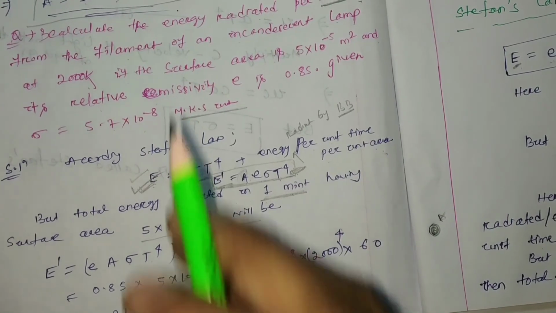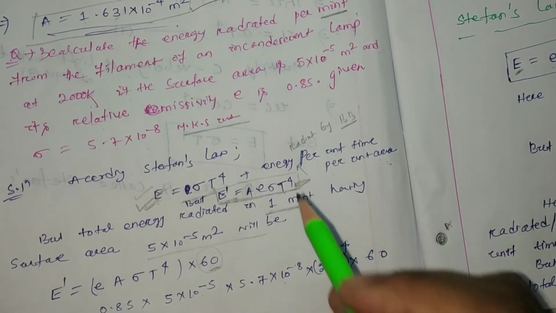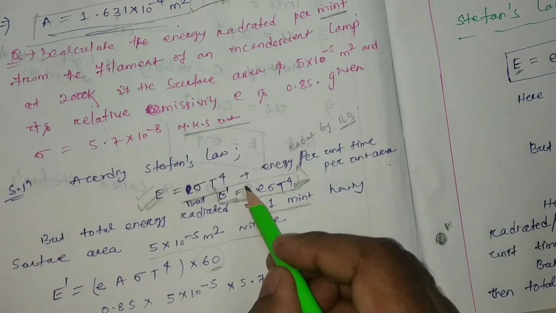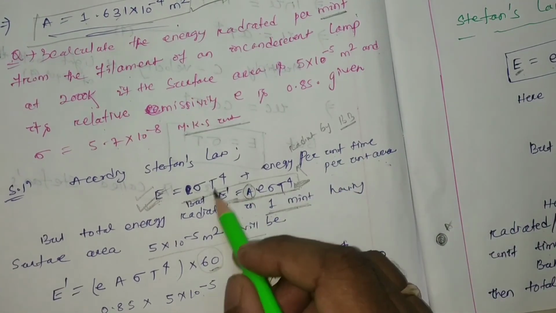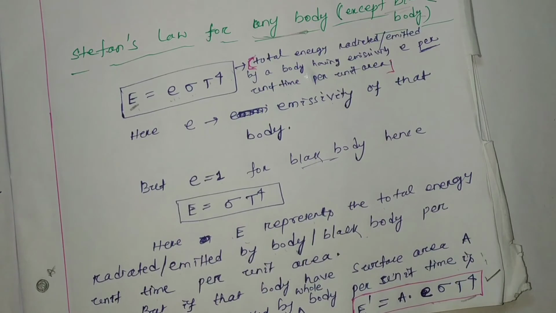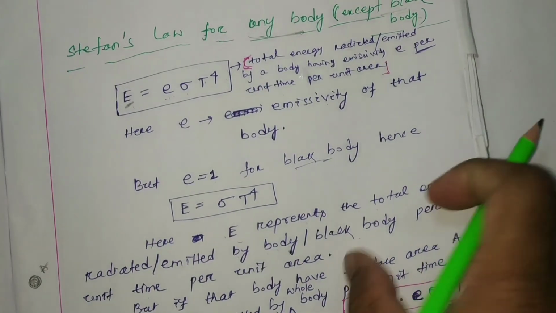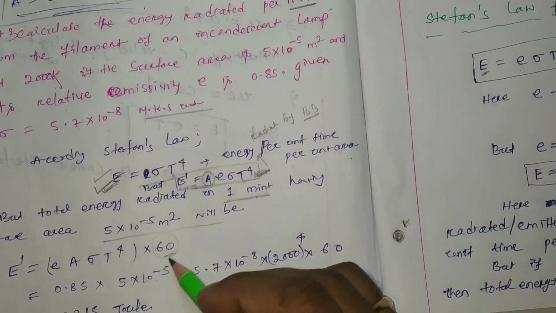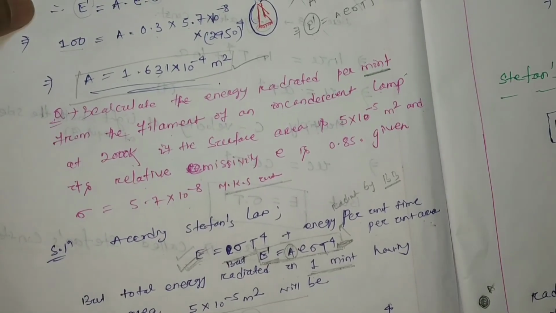Very simple question: per second through the area A, any body radiates energy E dash equal to A e sigma T to the 4, whatever we have discussed. If this energy is radiated per second, then in 60 seconds, multiply it by 60. So these are the 3 questions we discussed regarding Stefan's law.